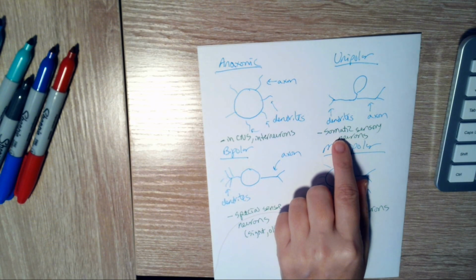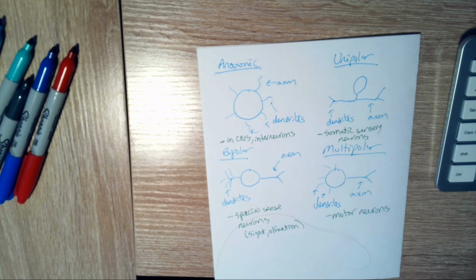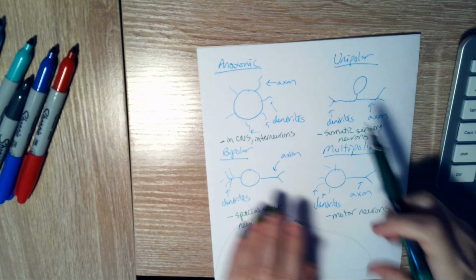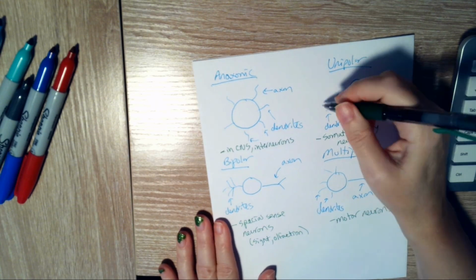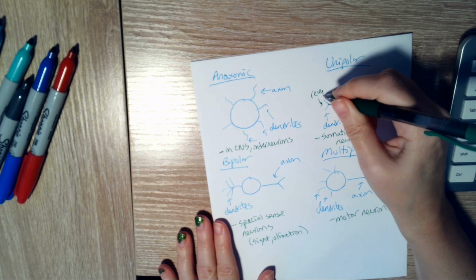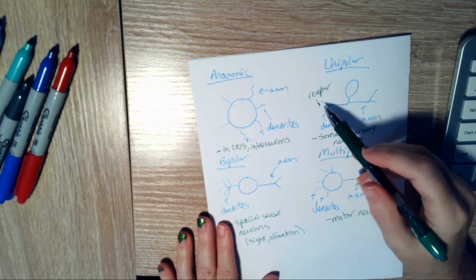If you think back to the skin unit when we were talking about the touch receptors, those would be somatic sensory neurons, and they would look just like this. And they consist of the dendrites, and the dendrites here would be acting as a receptor. So they receive the sense. So this could be out in your skin, receiving the sense of touch.